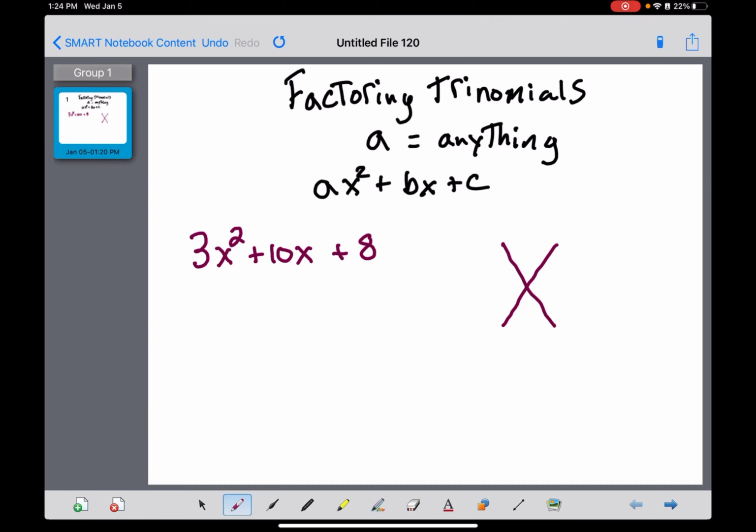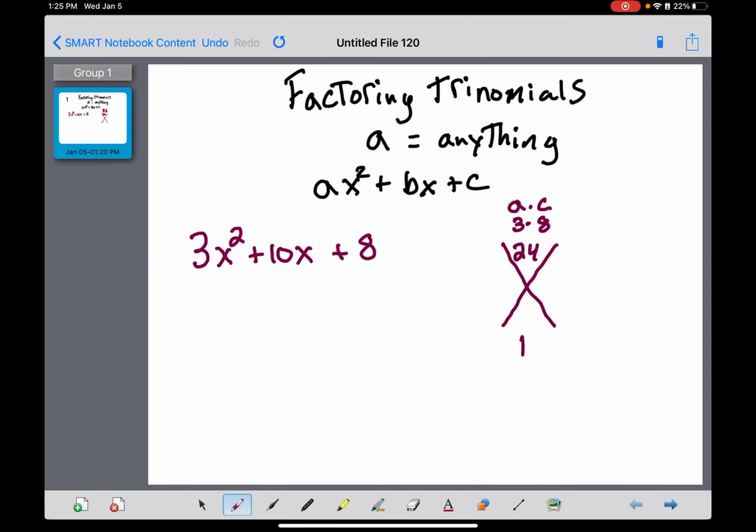Now, when we talked about this x method the last couple of days, we always said that this top part was a times c, and that's not going to change. But again, the last couple of days, we've really just looked at our c value because that was the only thing there. Now we have to look at both the a value and the c value. In this case, our a value is 3, and our c value is 8. So the number that I'm going to put in the top now is 24. That's my a times my c.